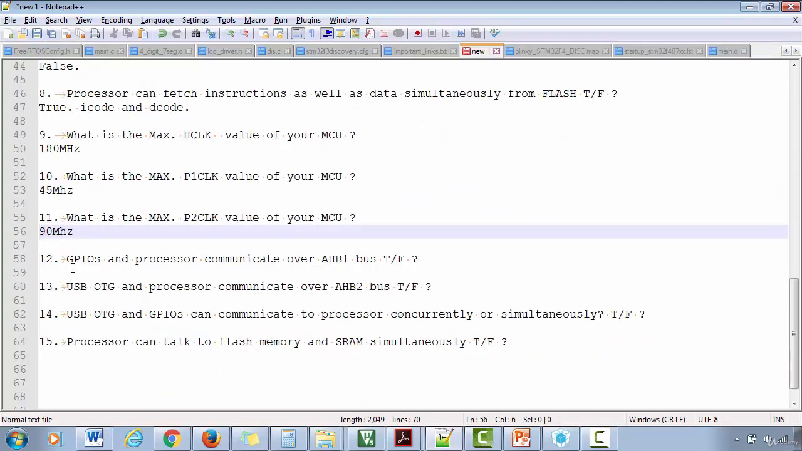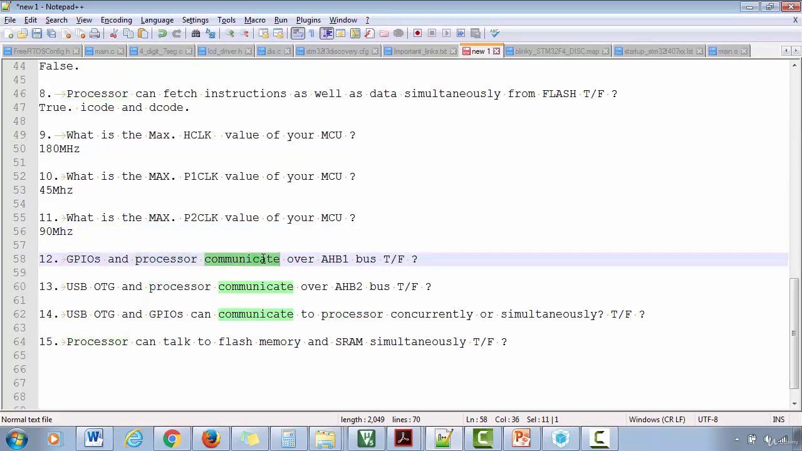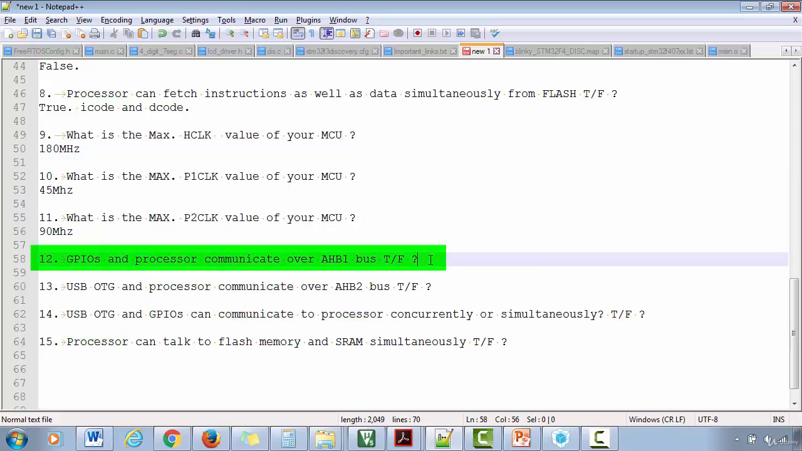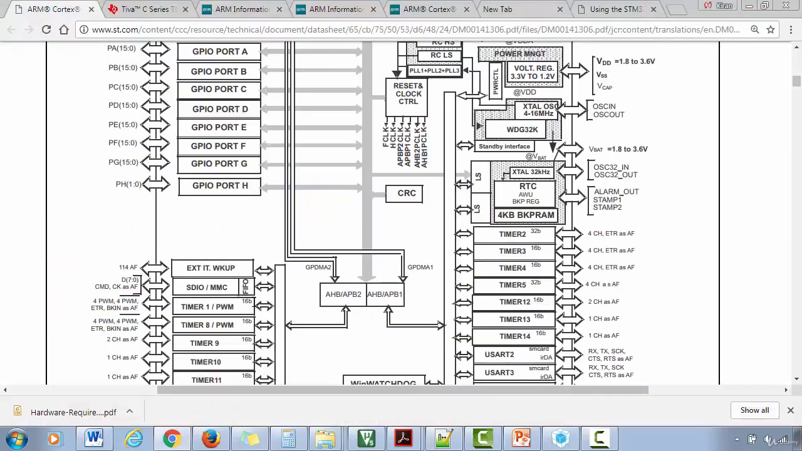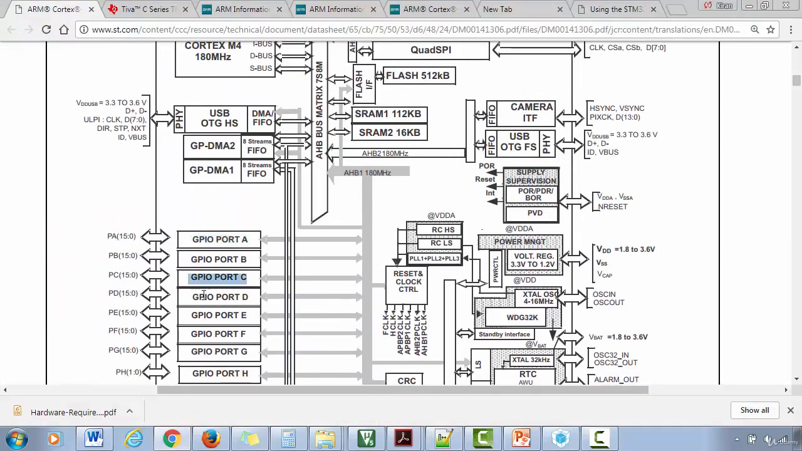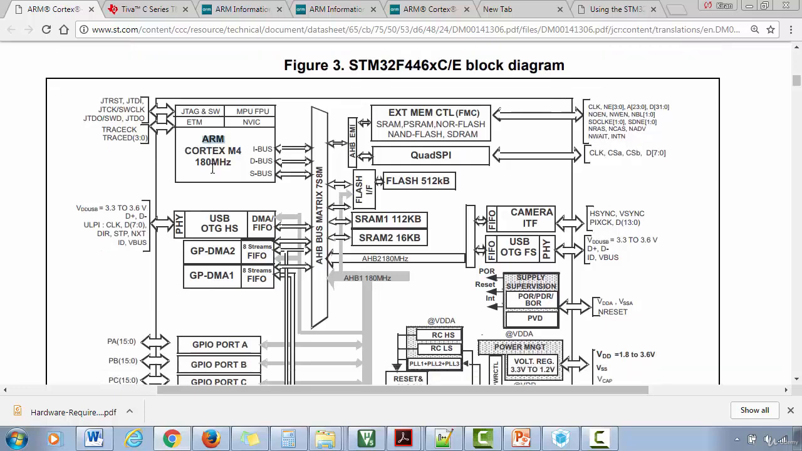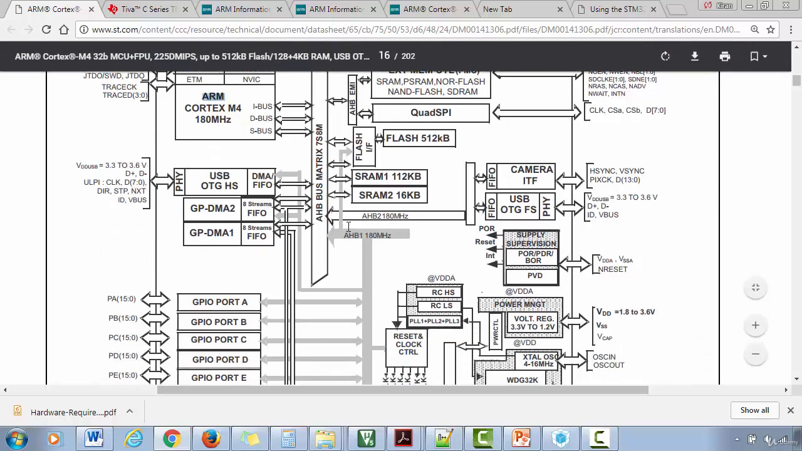Great. So now next question: GPIOs and processor communicate over the AHB1 bus. True or false? So where is your GPIO? This is your GPIO. And where is your processor? This is your processor. They both communicate over the AHB1 bus. That's true because it is connected to the AHB1 bus, and further the connection is through the system bus. So finally this AHB1 bus goes and connects to the S bus.